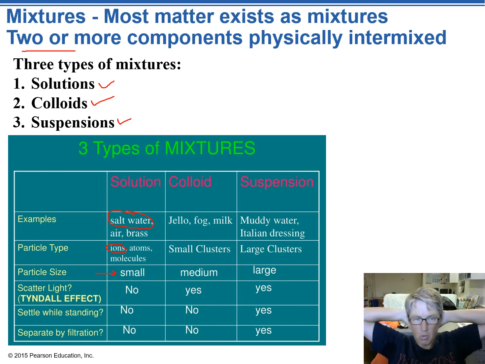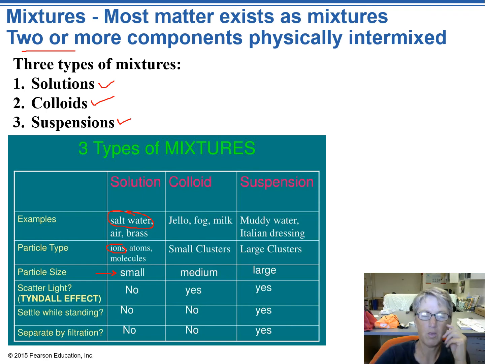Can the solution scatter light? Does it settle while standing, and does it separate by filtration? And all of these are no. If you are a colloid, so here's Jello, that's a good colloid too. The particle sizes are small clusters of ions, atoms, or molecules. The particle size is medium.